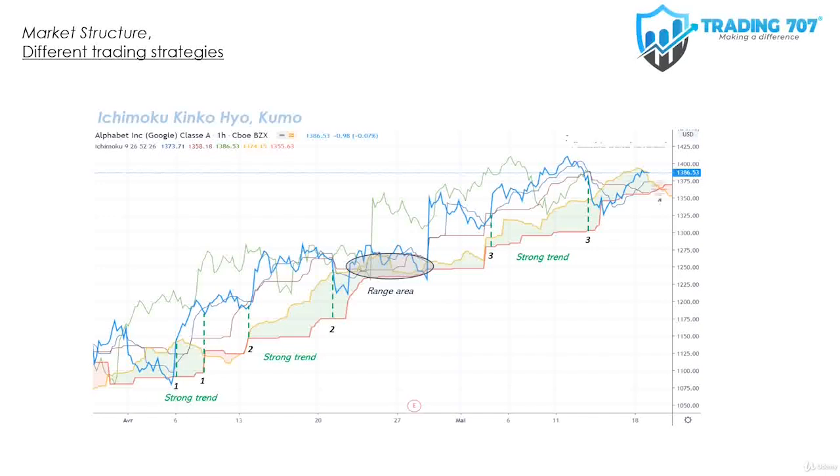Finally, here is the specificity of the Kumo cloud. We observe a projection of the future trend of the price.